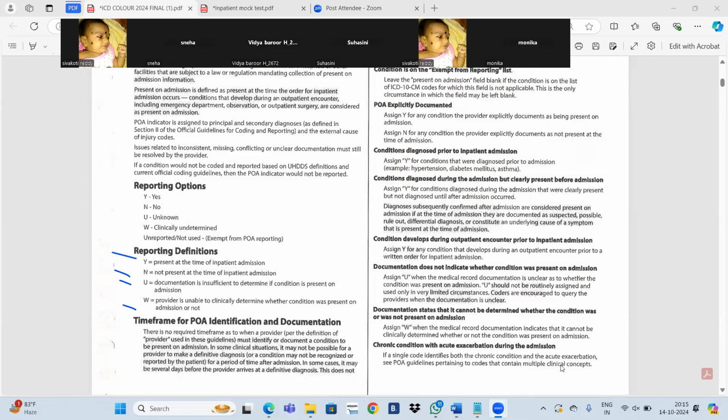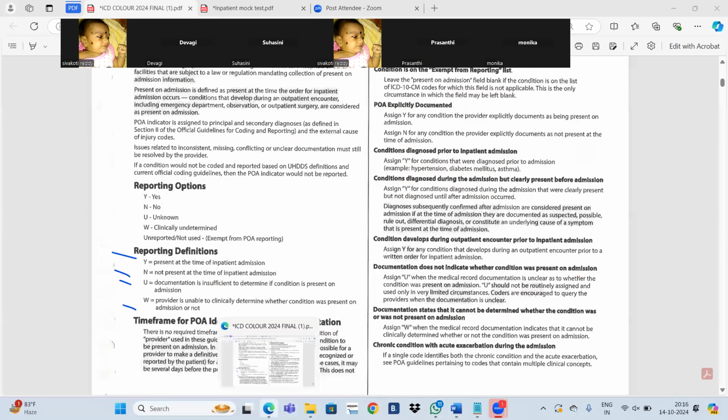Suppose the same question. The patient was admitted for CHF, so he was in the hospital for CHF treatment. Then he fell from the bed in the hospital and a hip fracture happened. What is the POA for the hip fracture? N indicator, because the condition developed in the hospital. Now it's clear how to give POA status. For this, we have some guidelines, and I will explain.